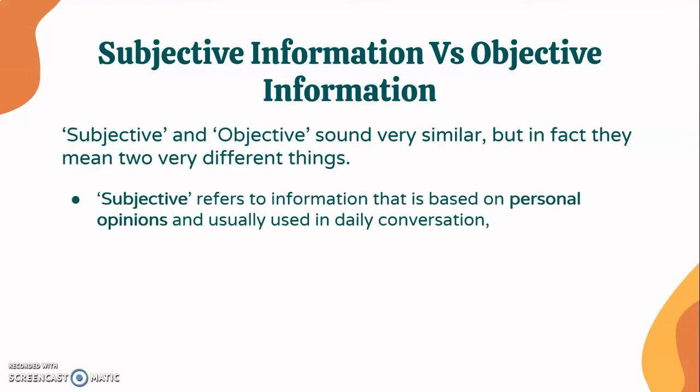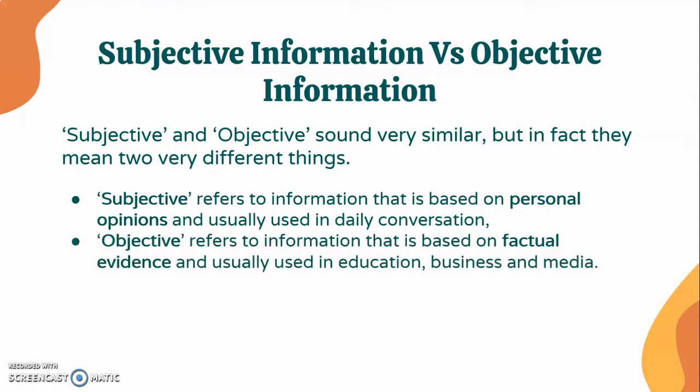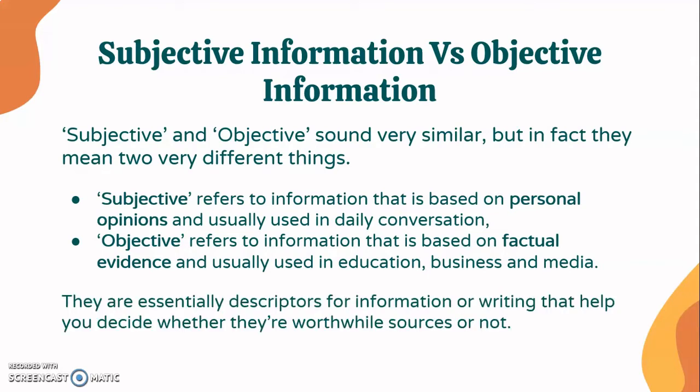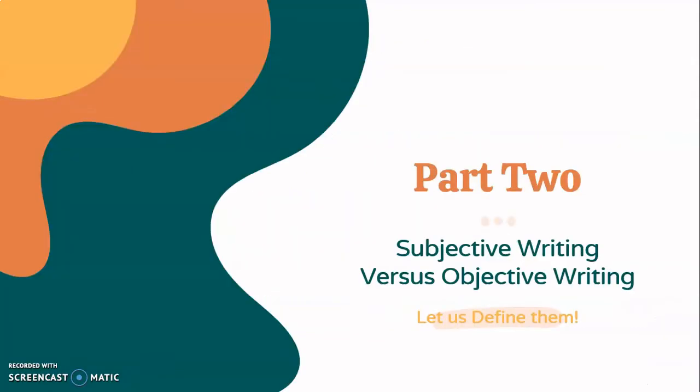When you say subjective, it refers to information that's based on personal opinions, and it's usually used in daily conversation. Whereas objective refers to information that's based on factual evidence and usually used in education, business, and the media. So they are both essential descriptors for information writing that help us to decide whether they are worthwhile sources or not. Let's come to the second part, subjective writing versus objective writing.